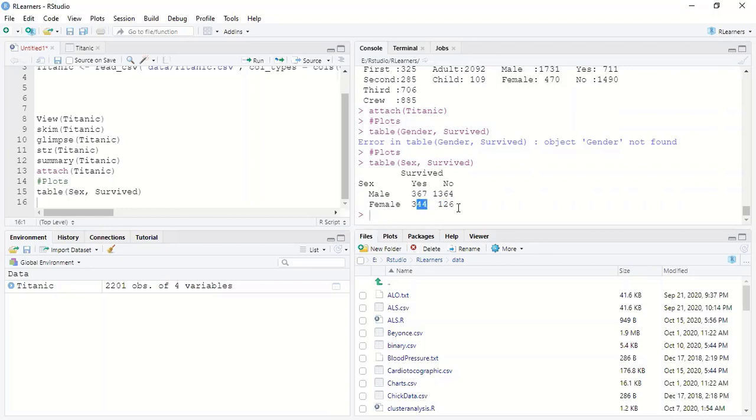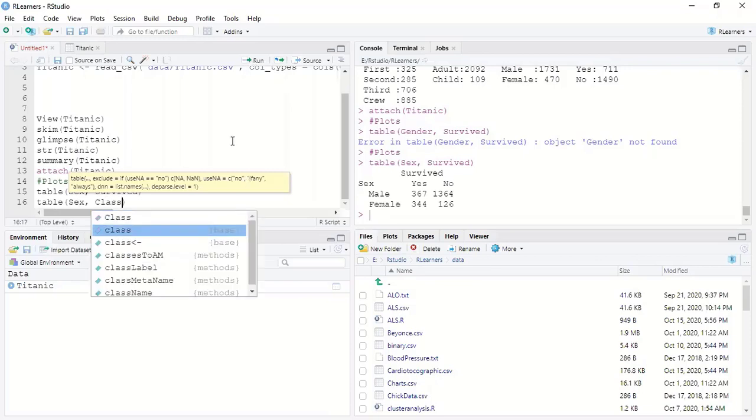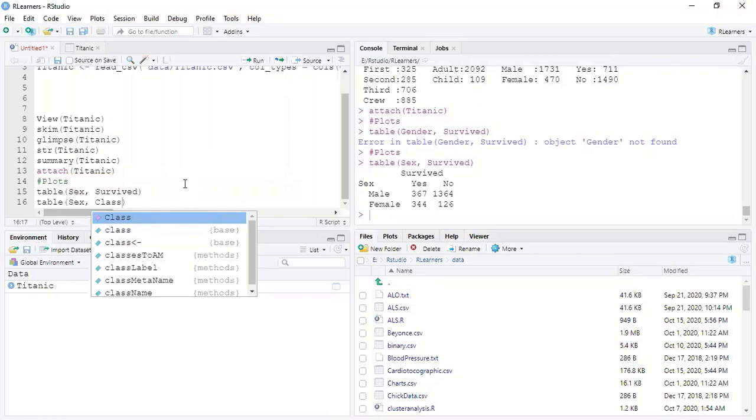So more females survived. In essence, more males survived, but in ratio, as you can see, more males died compared to females, and we look at the ratios, but that's not for now. We can also check something else. Let's have a look at whether your sex determined which class you are in. Let's do that, class.